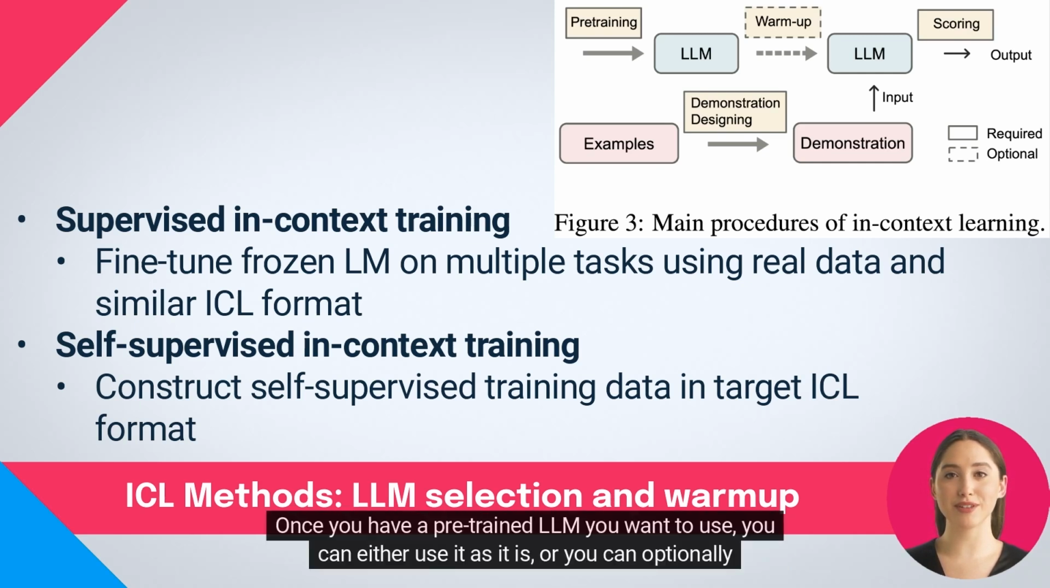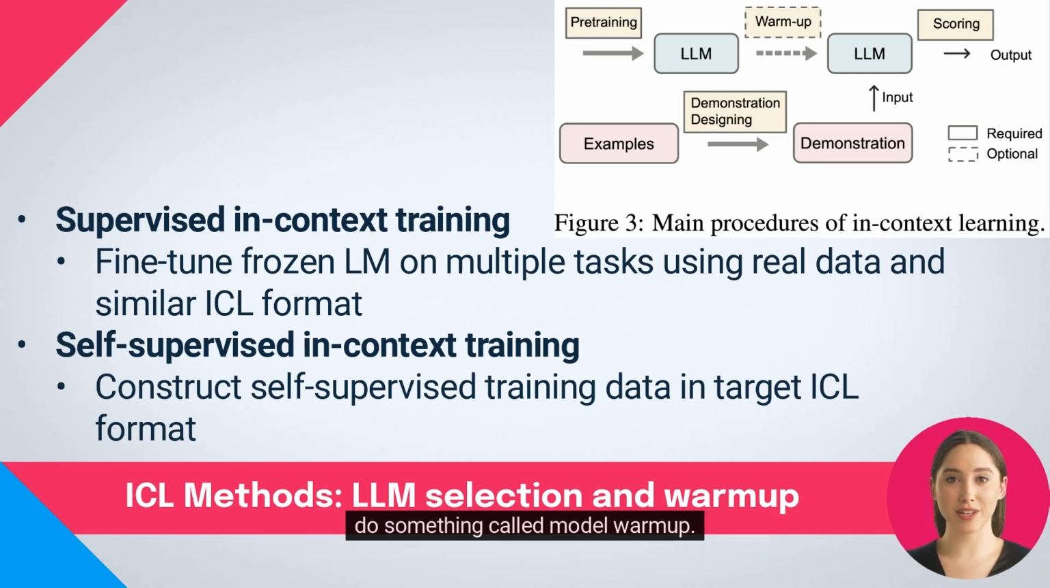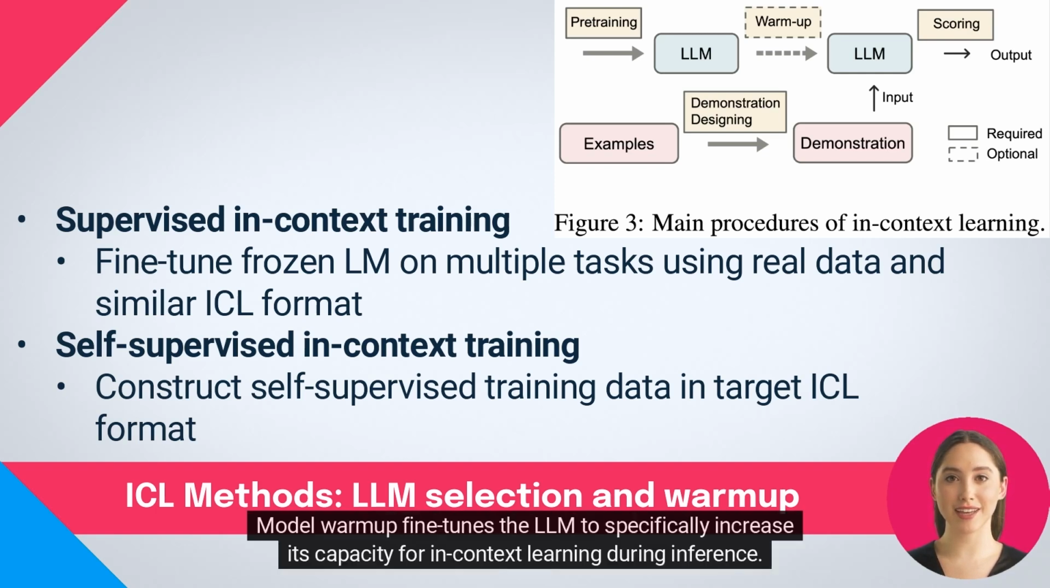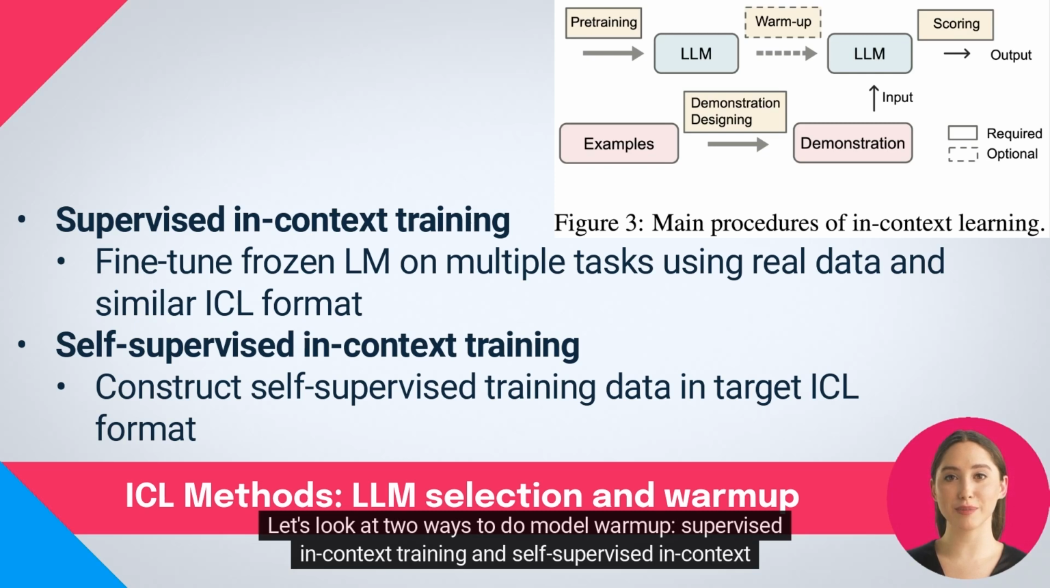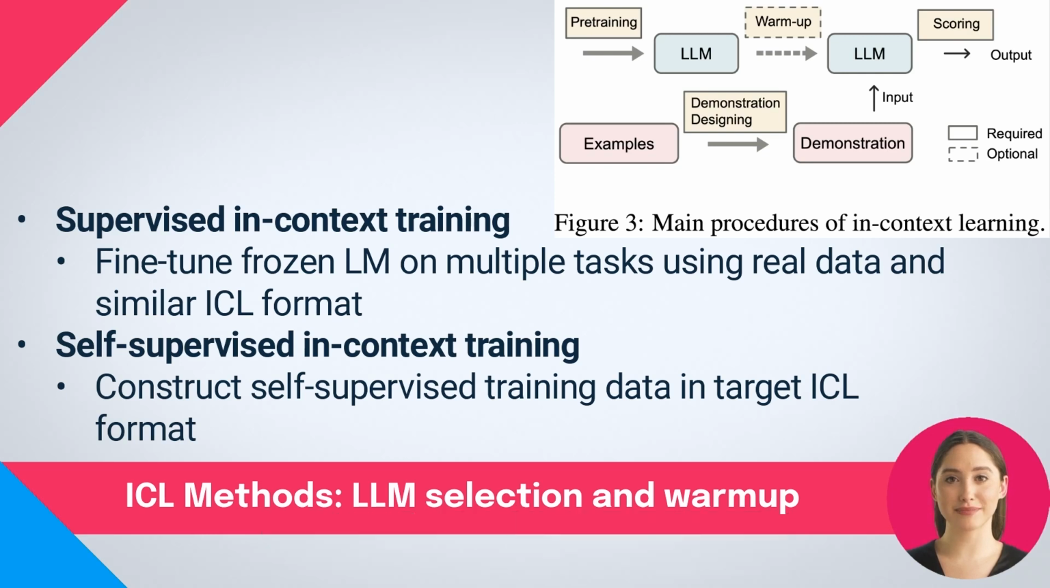Once you have a pre-trained LLM you want to use, you can either use it as it is, or you can optionally do something called model warm-up. Model warm-up fine-tunes the LLM to specifically increase its capacity for in-context learning during inference. Let's look at two ways to do model warm-up: supervised in-context training and self-supervised in-context training.